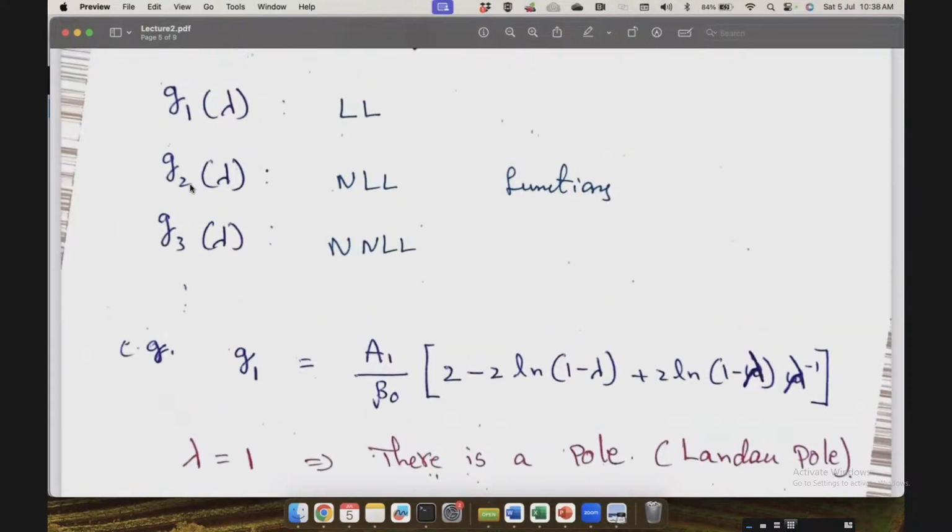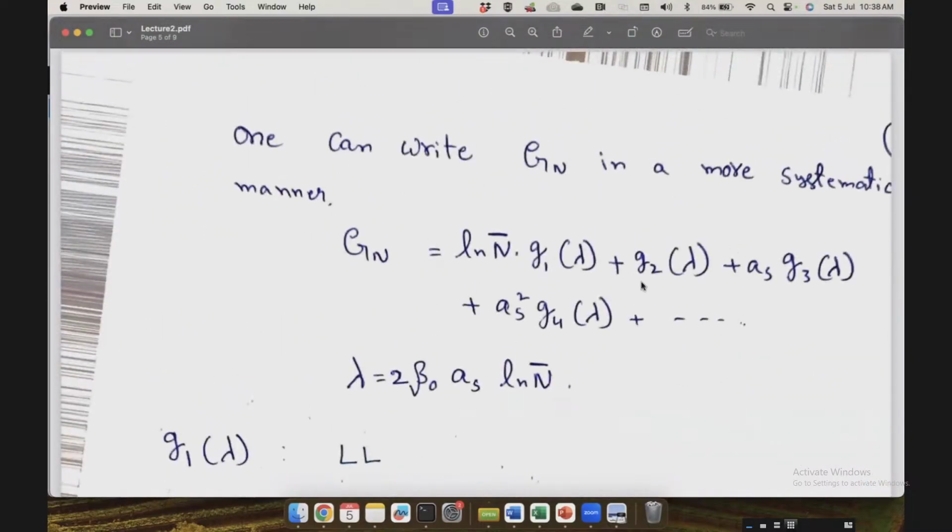And the same expressions, if you see for G2 and G3, which are there in the other terms, you will have a similar log of 1 minus lambda. These pieces will be hanging around. So which essentially means that the pole you cannot avoid. But how do I do the integration with the presence of this pole?